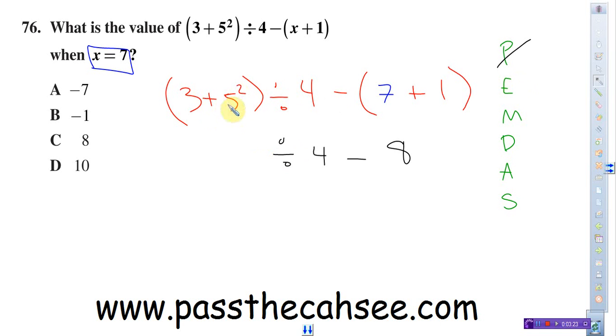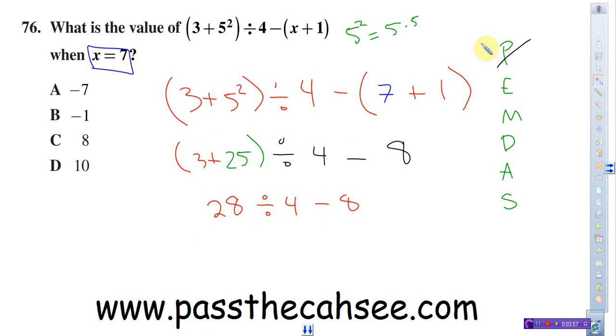So let's take care of this. You wouldn't add 3 plus 5 and then square it. You want to take care of this first. So 5 squared would become 25, because 5 squared is really 5 times 5, and 5 times 5 is 25. Then I bring down the 3. Again, I still have to take care of the parentheses before I move on to dividing and subtracting here. So 3 plus 25 would be 28, divided by 4 minus 8.